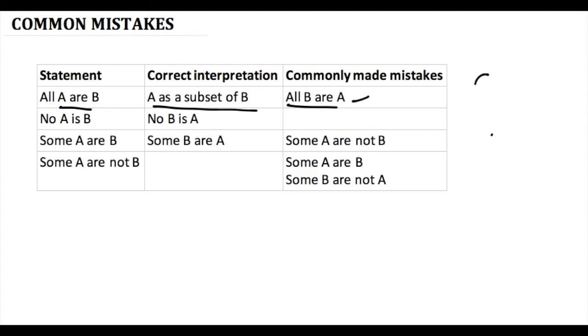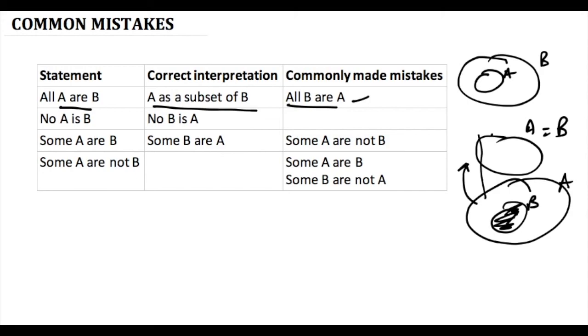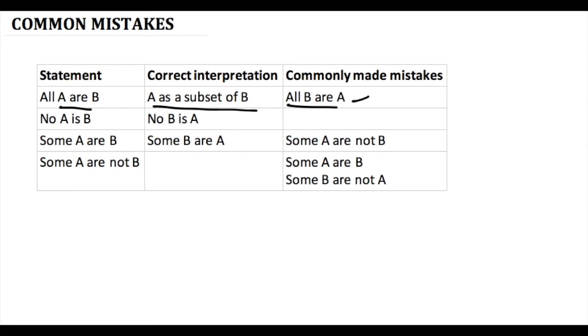Let's understand this. All A are B. This can either be represented in this manner, or in this manner wherein all A are B and there is no super or subset and they are overlapping. But we cannot say that A is a superset of B, or B is a subset of A, and this becomes all B are A. So this cannot be confused with the statement all A are B. So this is wrong. This is a commonly made mistake when you are talking about all A's being B's.